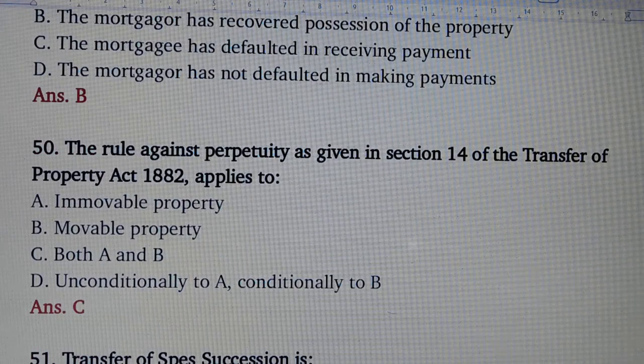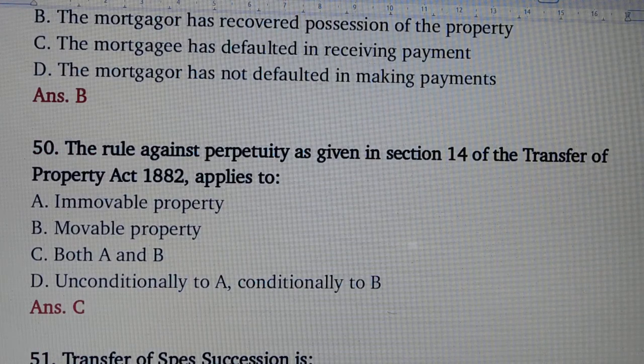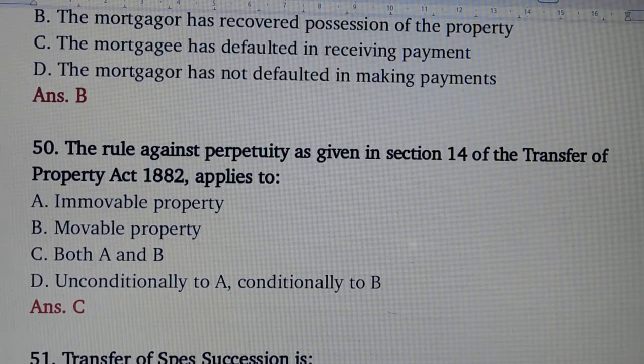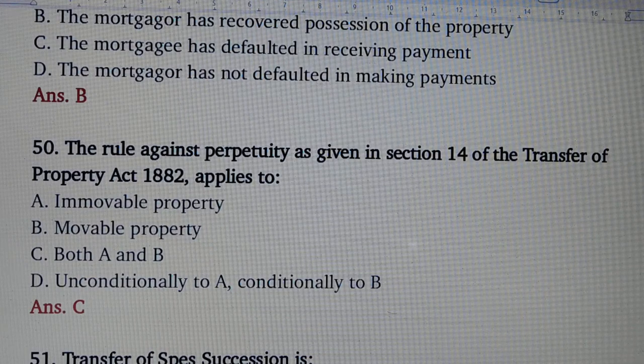Question number 50. The rule against perpetuity as given in section 14 of the Transfer of Property Act 1882 applies to. Answer is option number C, both A and B, means option A immovable property, option B movable property.